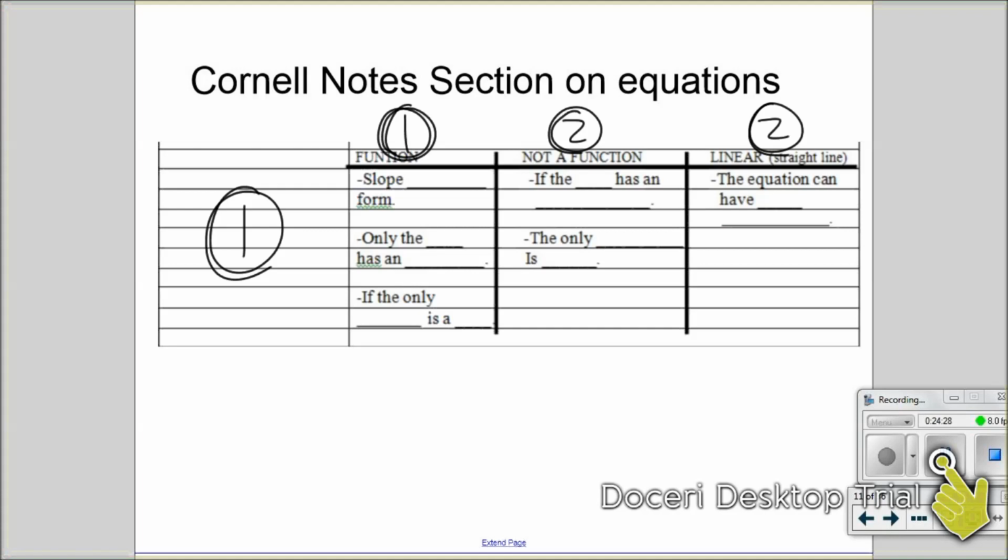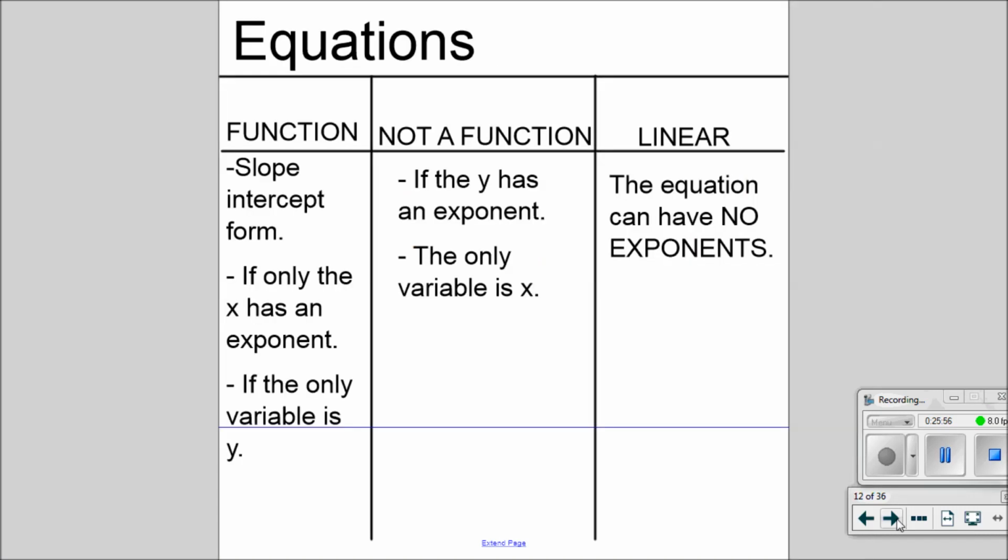Alright, so hopefully you had a chance to read over the information we wrote down. Let's look at it a little closer now that we have everything filled in. Just a quick review. For an equation to be a function, so we're over here in this first column, it can be written in slope-intercept form. Remember, that's y equals mx plus b. That's one option. It could also be a function if only the x has an exponent. Remember, an exponent is like squared or cubed or to the 5th power. So if it's on the x, that's okay. And it could also be a function if the only variable in the equation is a y. So if we didn't have an x at all, if it just said y equals 10, that would be okay.